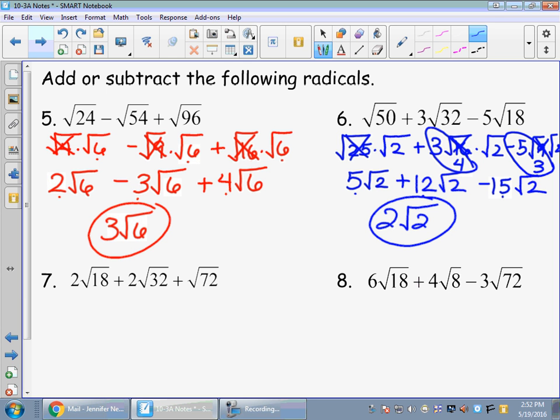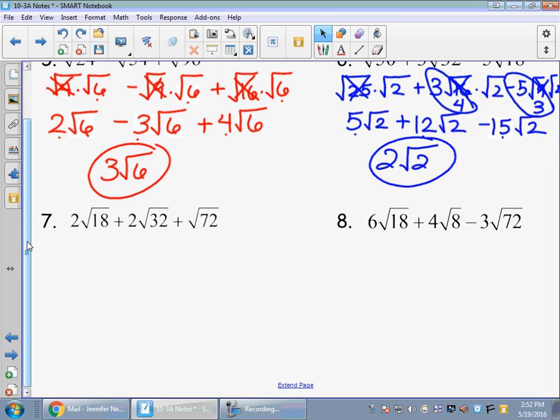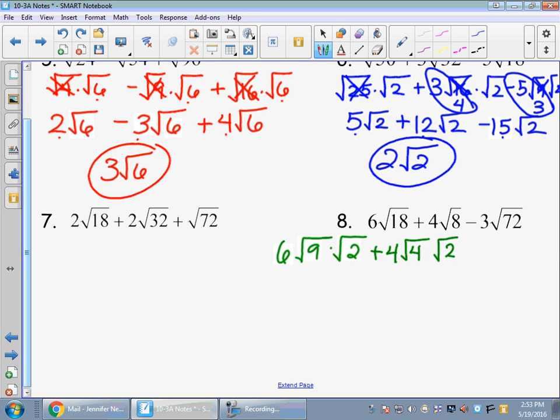Number 7. Let's skip 7. Let's actually go on to 8. I feel like 7 is just a repeat of everything we've done. So number 8, we're going to do 6. 18, I'm going to rewrite as 9 and 2, square root of 9, square root of 2, plus 4, square root of 4, square root of 2, and minus 3 times 36 times 2. I guess I was looking for one where they give you 2 radicals, but I'm not seeing it here.